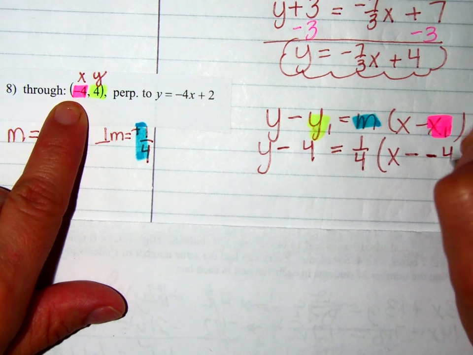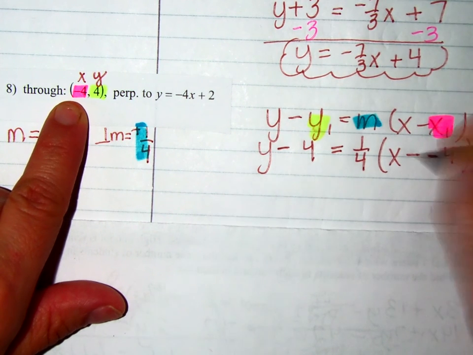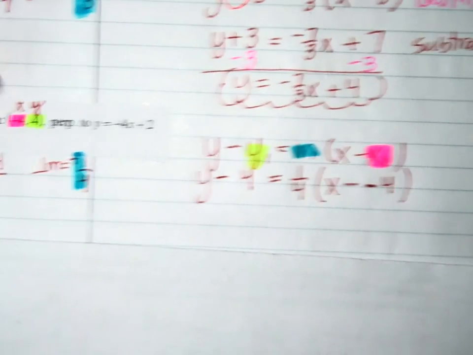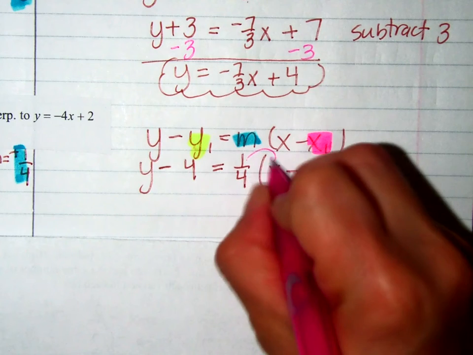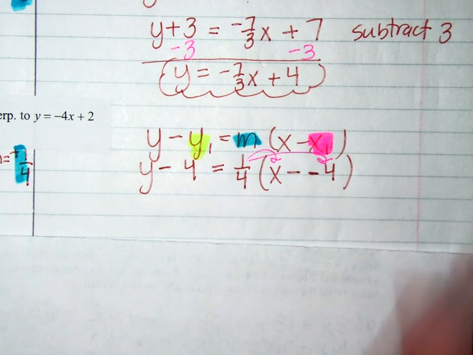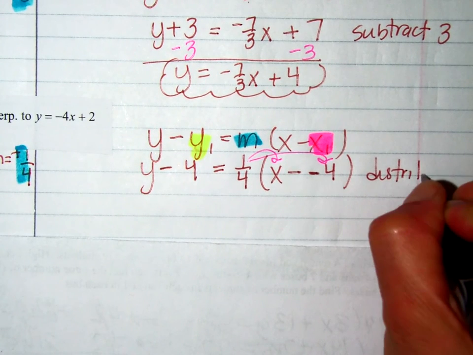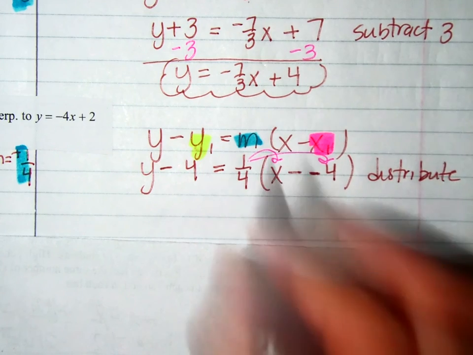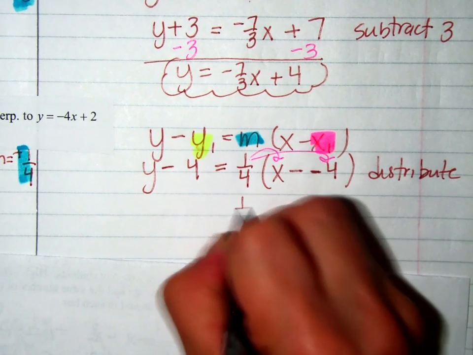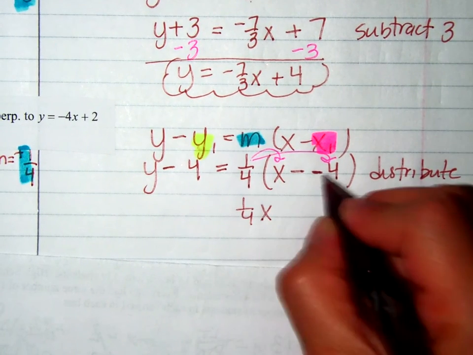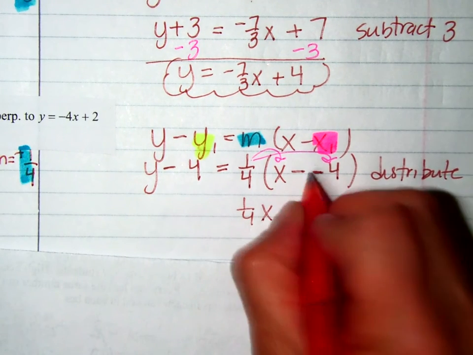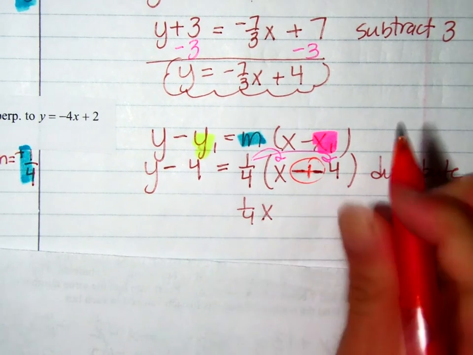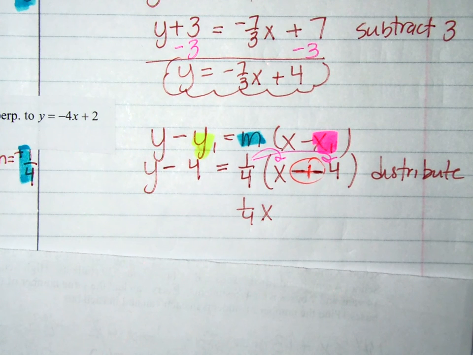Notice that I'm writing a negative 4 in addition to the subtraction sign in my formula. All right, I'm going to scooch it over just a bit. From here, we're going to distribute. One-fourth times x is 1/4 x. 1/4 times negative 4. This negative, negative, we have to fix it. That negative 4 turned into now positive 4.